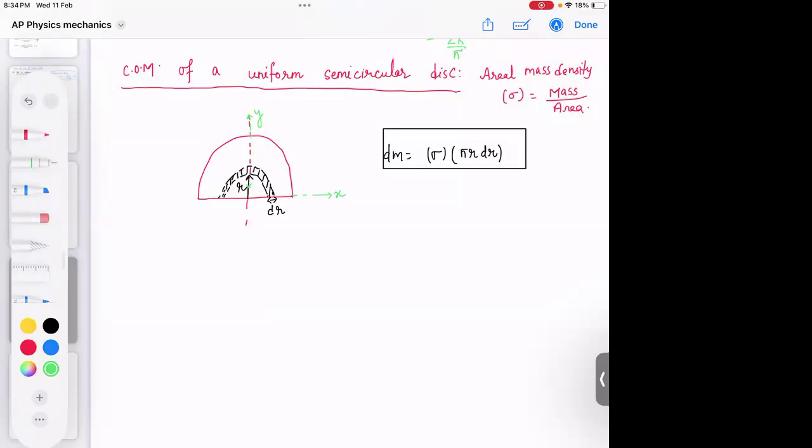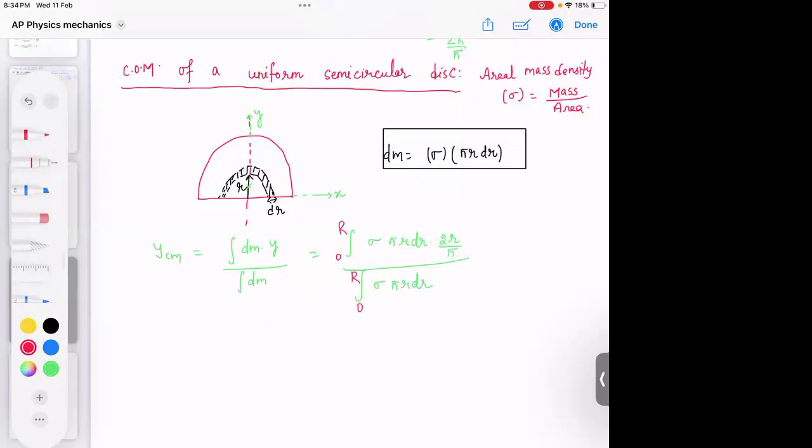If you are calculating y CM, what will you do? Integral of y dm by integral of dm. So dm will come as sigma pi r dr. And what is y? Y is 2r by pi. Right? Let's integrate it. Now small r will change from where to where? 0 to capital R.